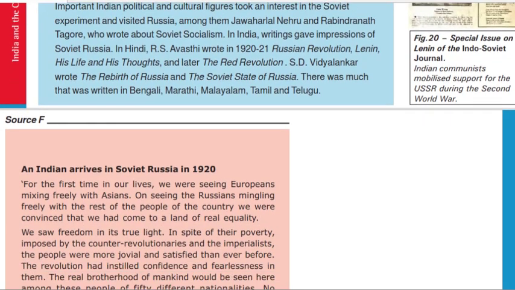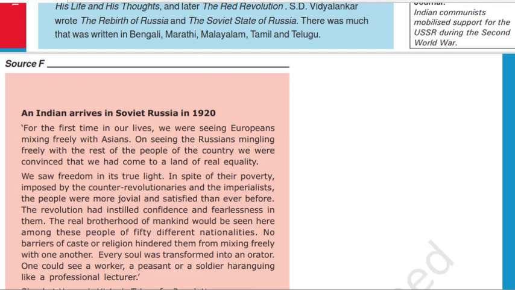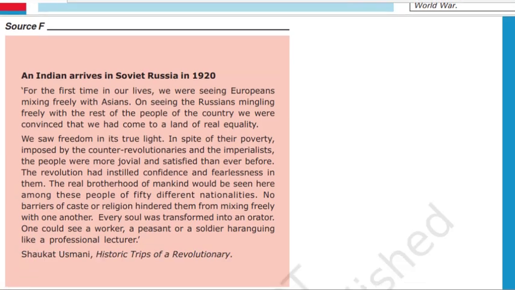An Indian arrives in Soviet Russia in 1920. For the first time in our lives, we were seeing Europeans mixing freely with Asians. On seeing the Russians mingling freely with the rest of the people of the country, we were convinced that we had come to a land of real equality. We saw freedom in its true light. In spite of their poverty, imposed by the counter-revolutionaries and the imperialists, the people were more jovial and satisfied than ever before. The revolution had instilled confidence and fearlessness in them.